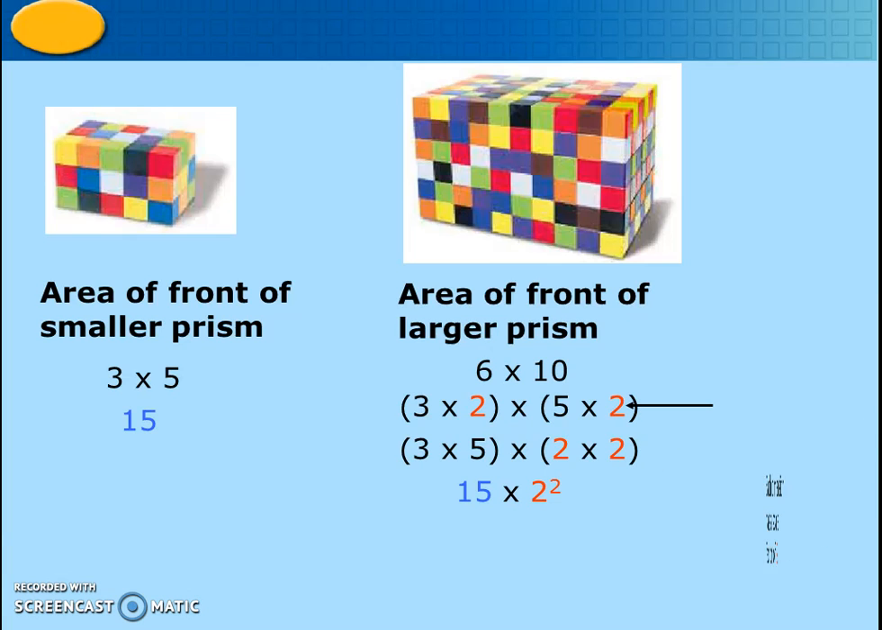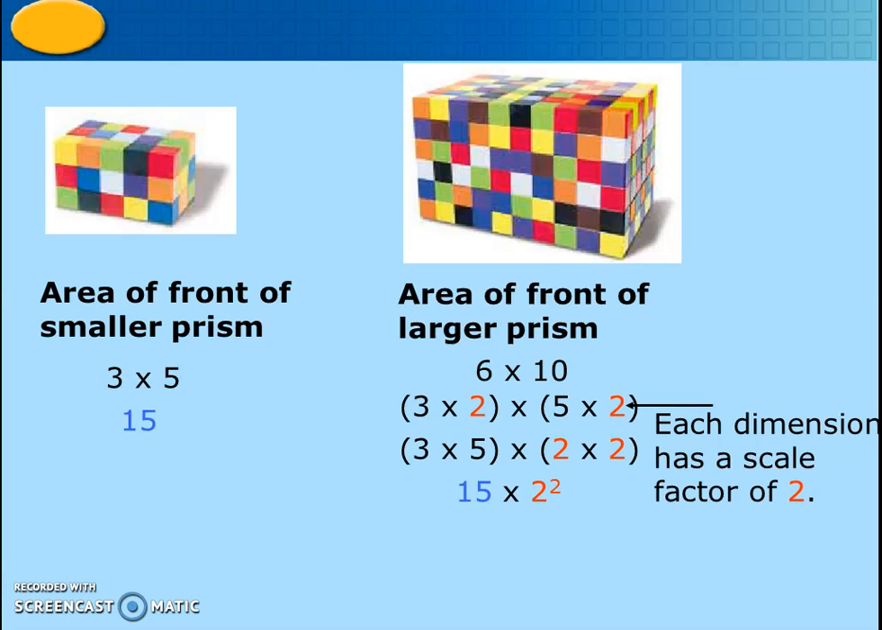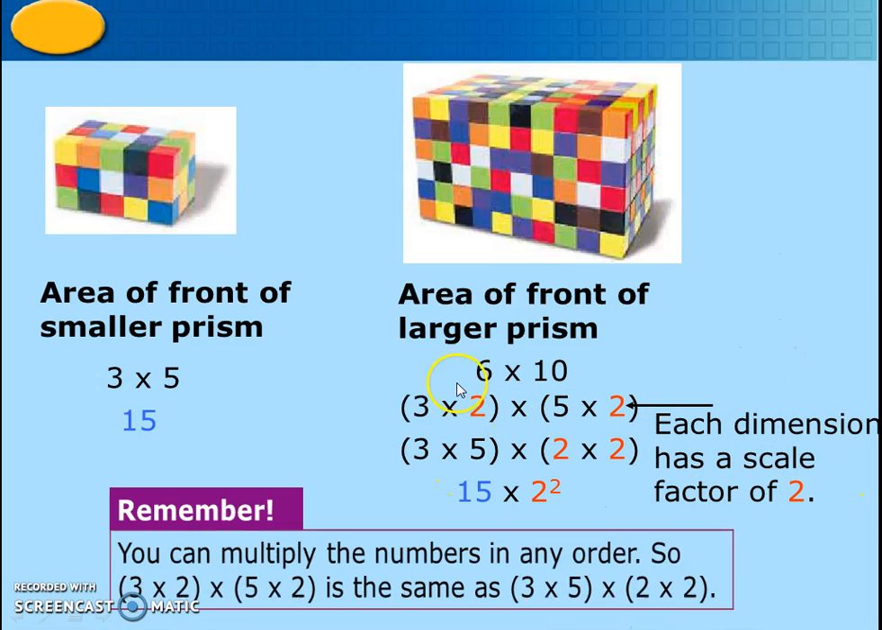The area of the front of the larger prism is 6 times 10, which if we look at this, we're going 3 times 2 times 5 times 2, because we've increased our sides by the scale factor of 2, because our scale factor is 2 in this case as well.